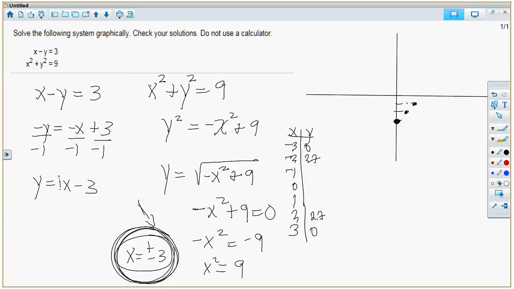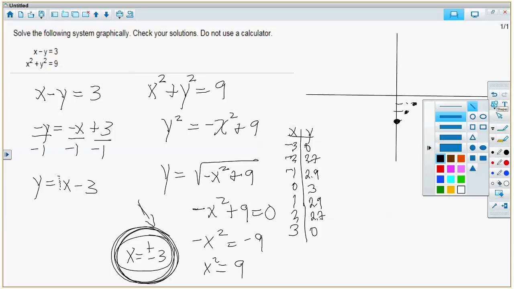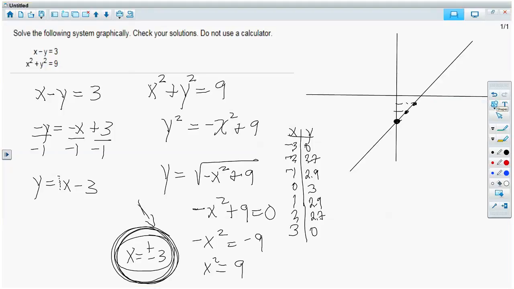Plug in -1. -1 squared is 1, but -1 plus 9 is 8. The square root of 8 is going to be around 2.9. I have no idea, but you can do it on the calculator. And then 0 plus 9 is going to be 3. So you've got two x-intercepts and a y-intercept. You plot those at -3 and 0. Well, here's the straight line that you have, with your straight line. There we go, like that.